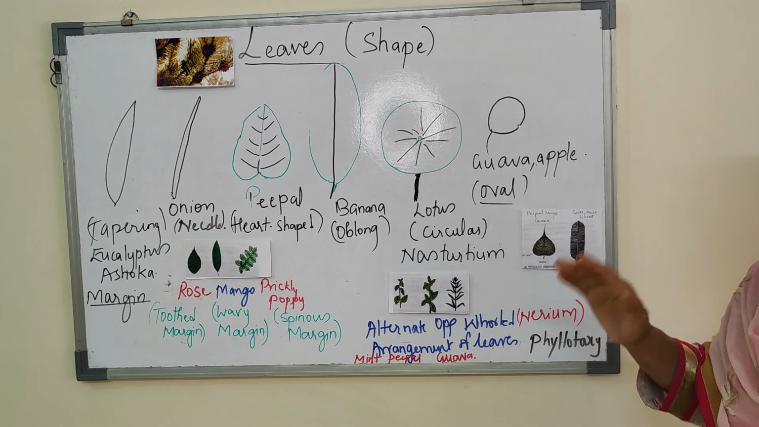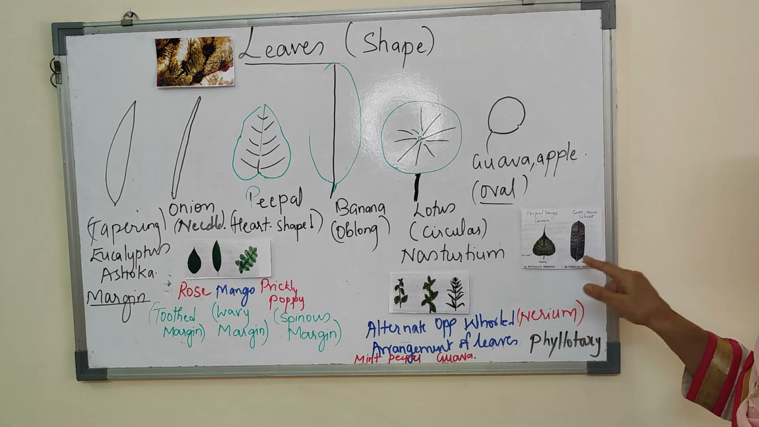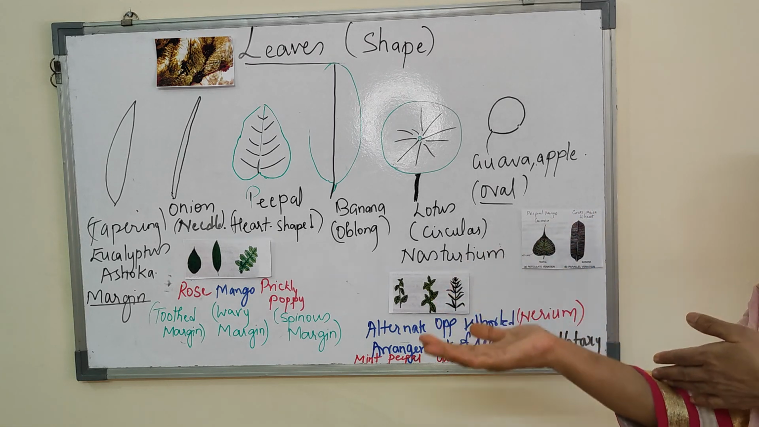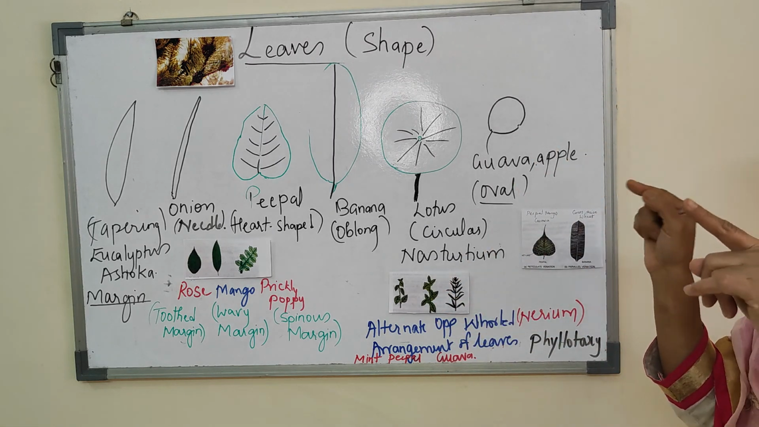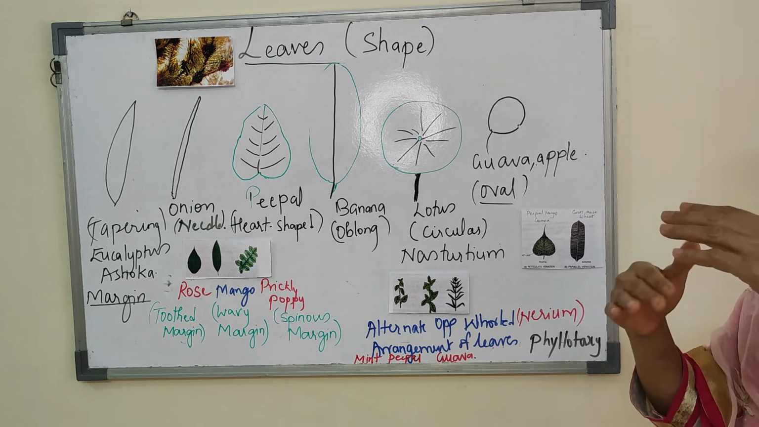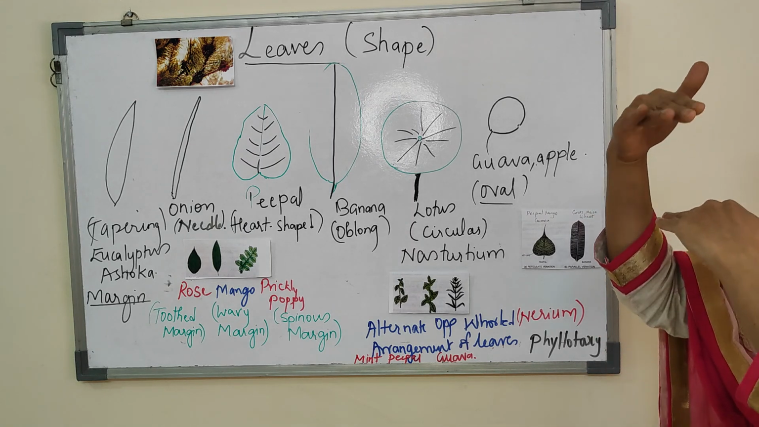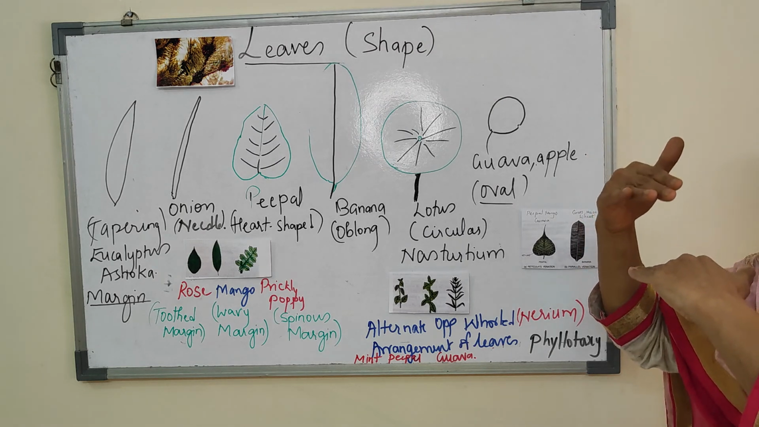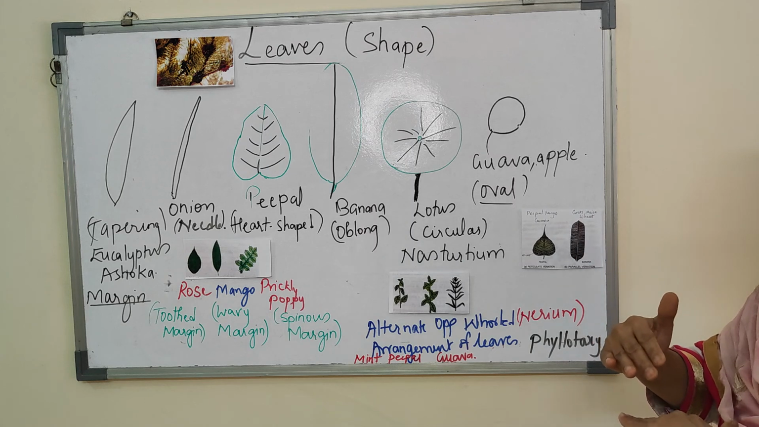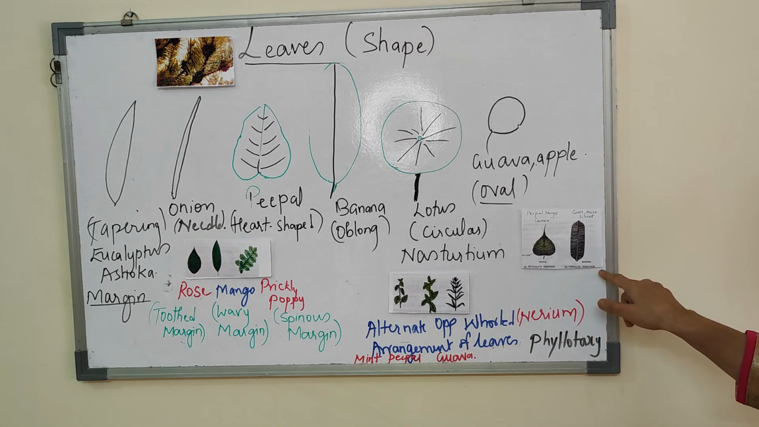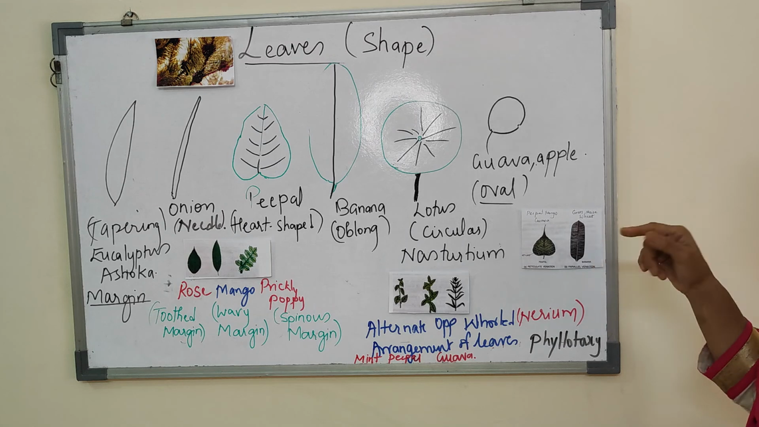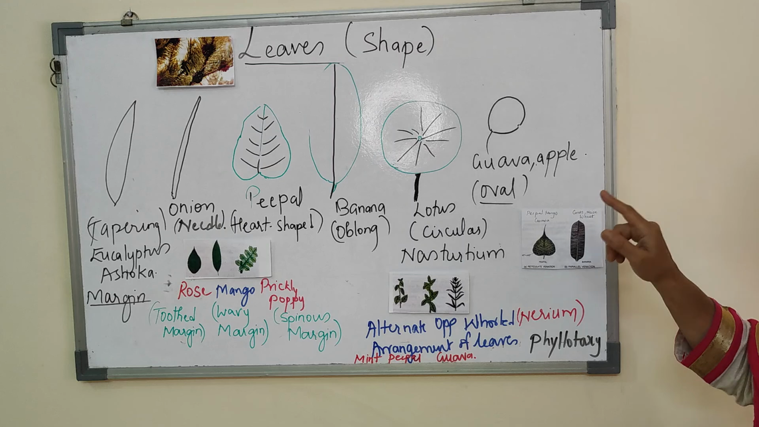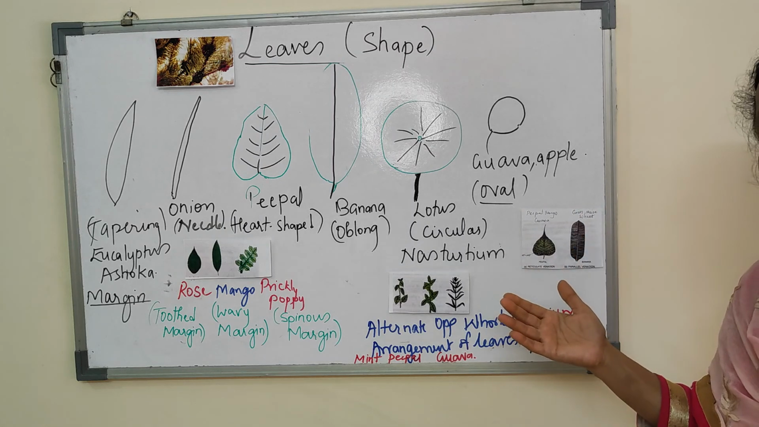Most of the dicots, all the dicots, they have reticulate venation. Monocots, they have parallel venation. If you take a leaf and see the veins, you can see they do not cut each other. They are parallel to each other. So the veins are regularly arranged, being parallel. So that is known as parallel venation. Example here is banana. And most of the monocots, maize, wheat, grass, they have parallel venation.